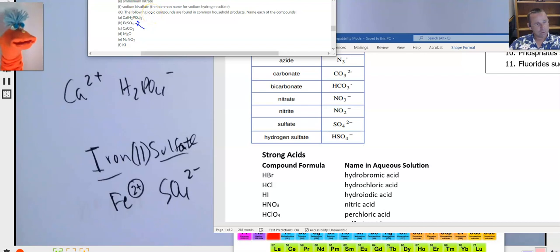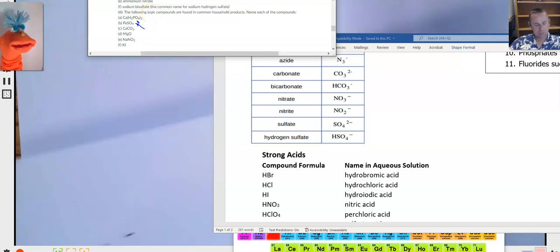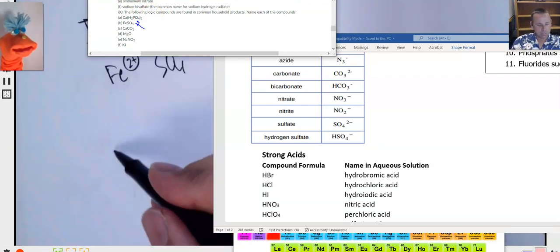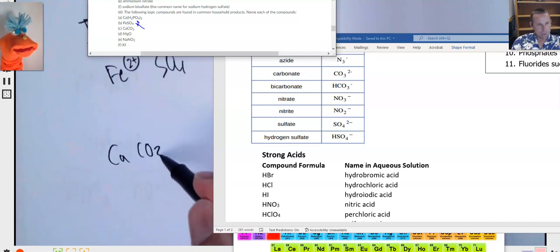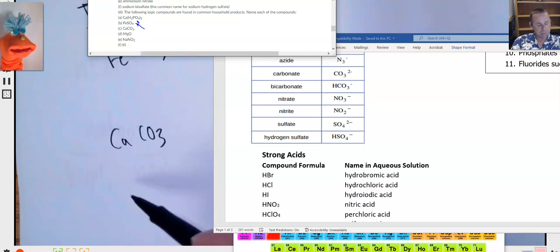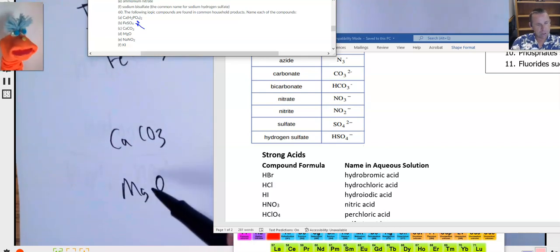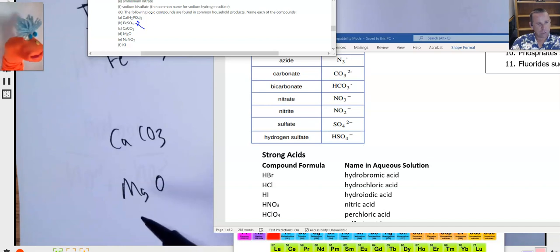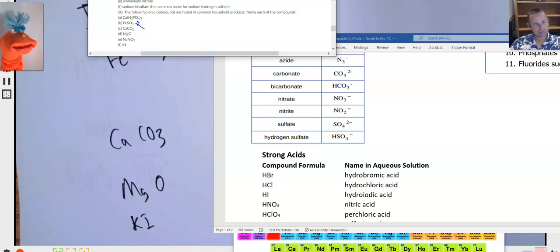CaCO3, letter C. Is that calcium carbonate? Very good. CaCO3, calcium carbonate. MgO, magnesium oxide. NaNO2, NO2. What's NO2? Oh, it's nitrite. Sodium nitrite? Very good. KI, potassium iodide. Very good.